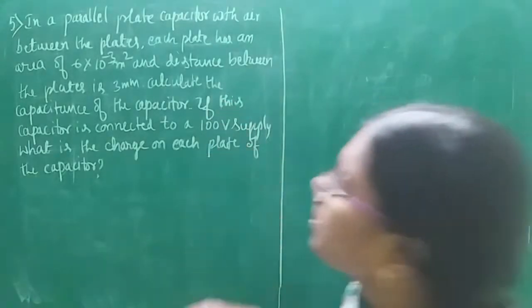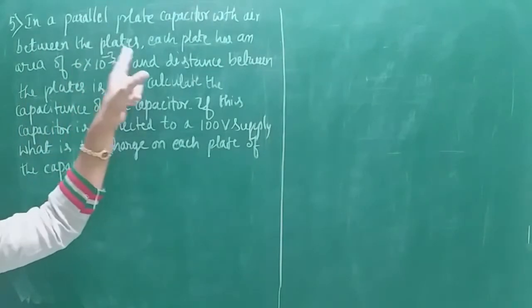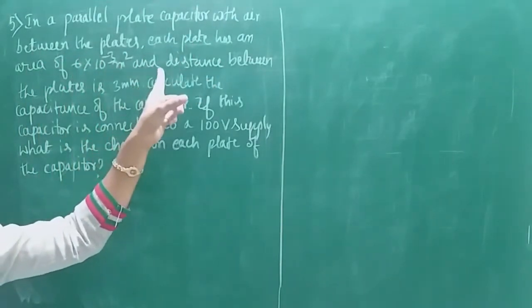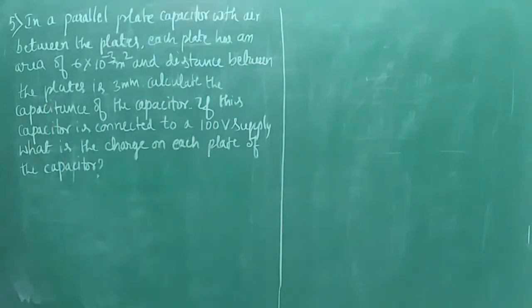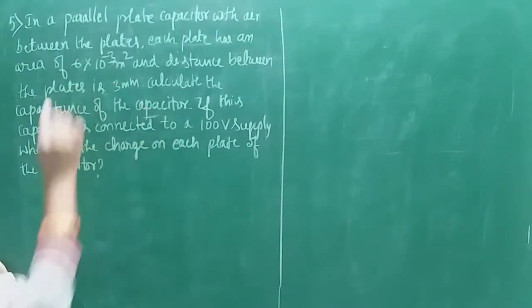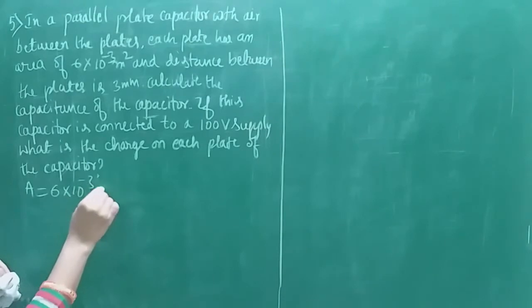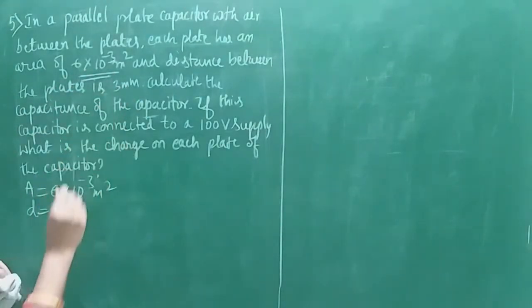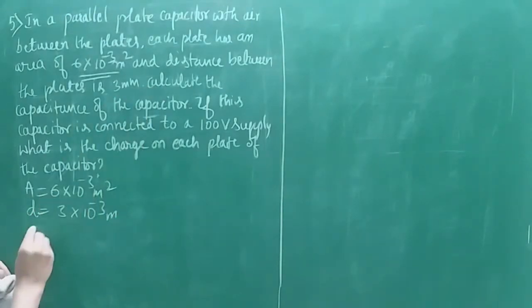The next problem is, in a parallel plate capacitor with air between the plates, each plate has an area of 6 into 10 power minus 3 meter square and the distance between the plates is 3 millimeter. Calculate the capacitance of the capacitor. They have given area as 6 into 10 to the power of minus 3 meter square, and the distance between the plates, that is D, as 3 milli, means 10 power minus 3 meter.